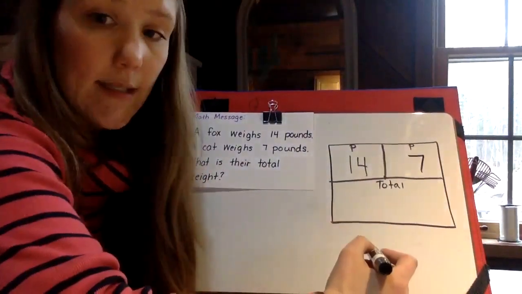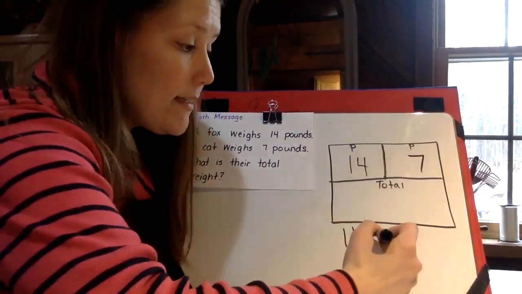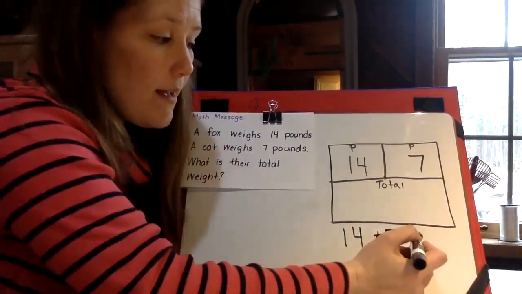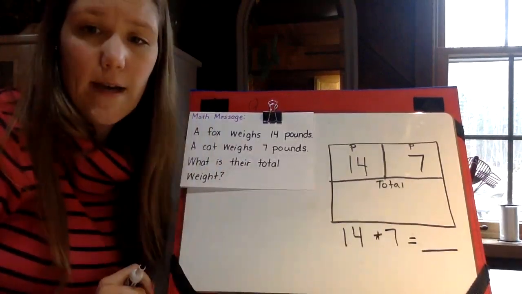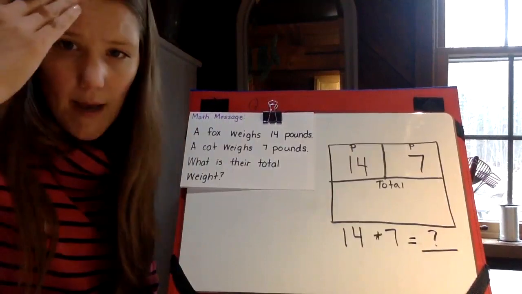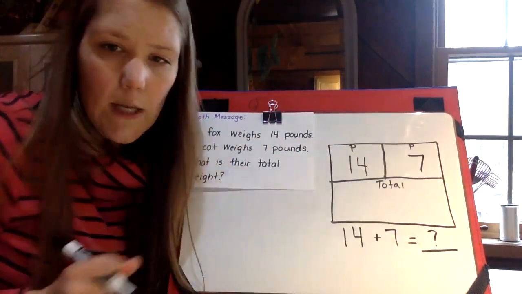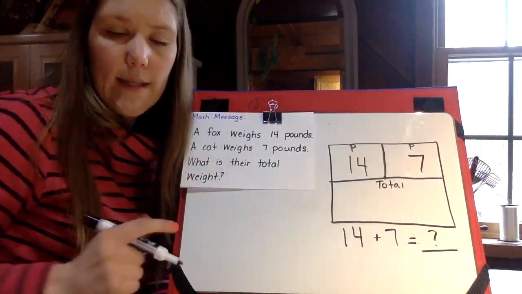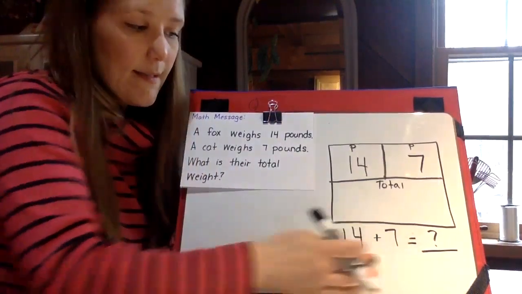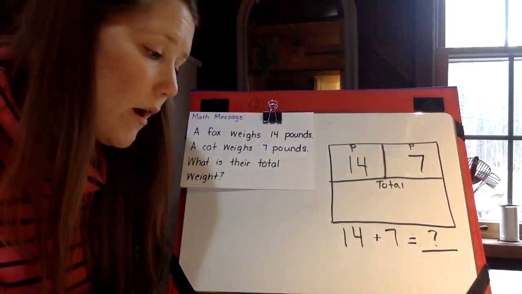So my number sentence is going to be 14 plus 7, but then I don't know what I need to find yet. So that's what I need to find. That helps my brain figure out what the next step is. So now that I figured out this, now I have to figure out a tool to solve this problem.